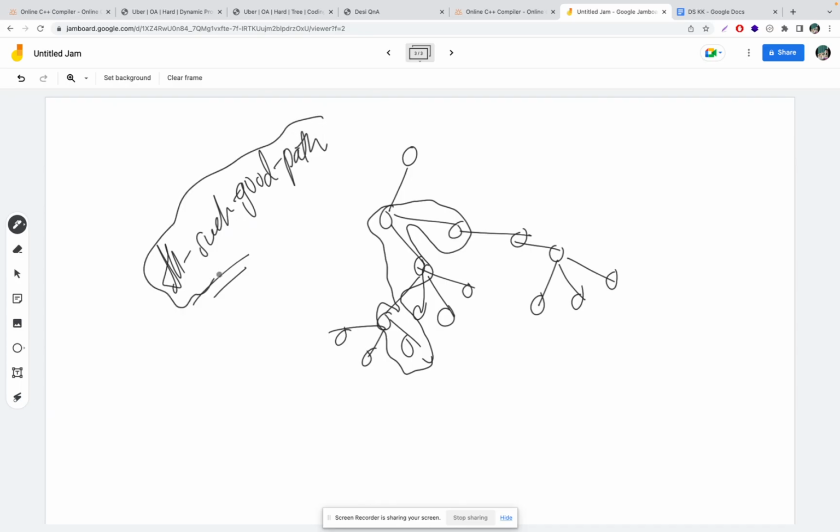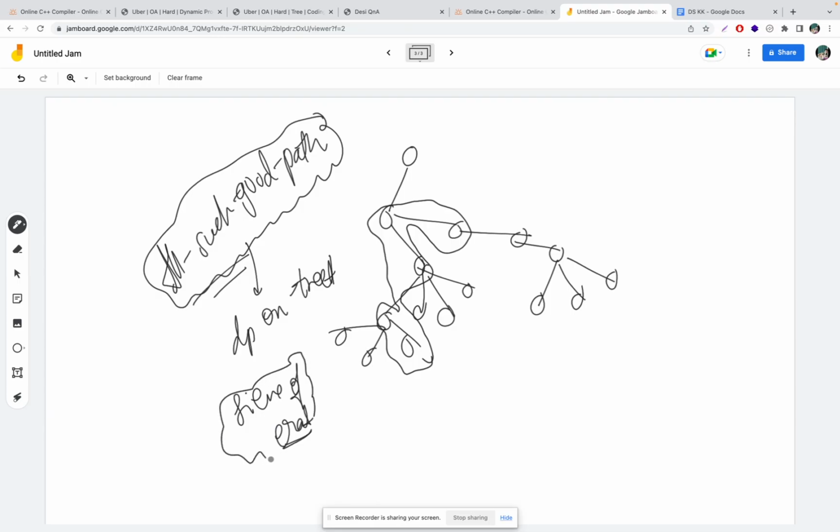The solution will involve dynamic programming on trees. It will involve DP on tree and some basic maths, or you can say prime number maths, which we can say sieve of Eratosthenes. This is basically used to just find out if a number is prime or not.